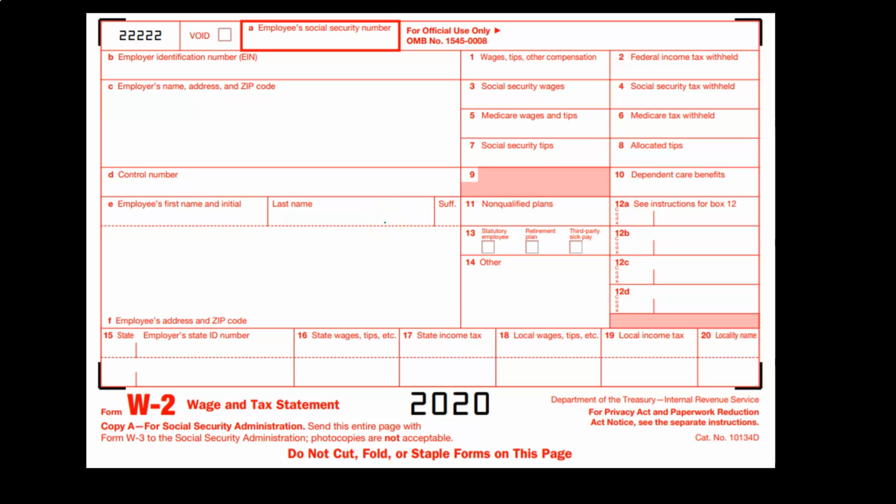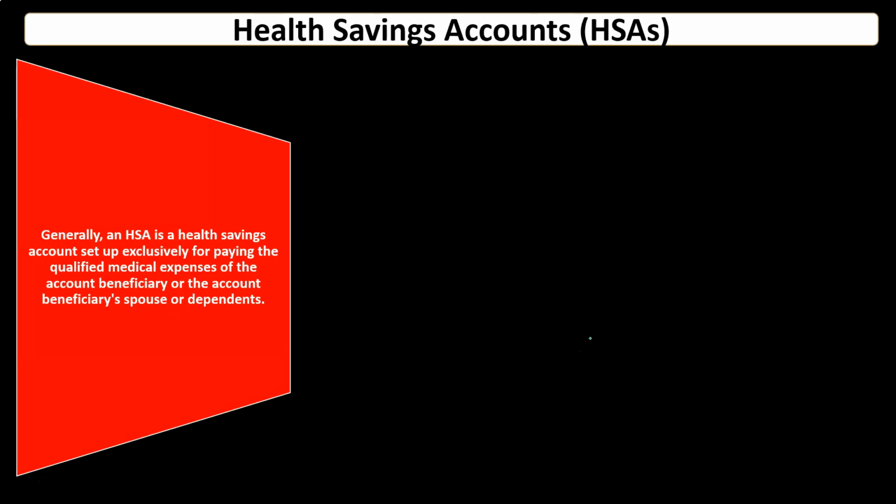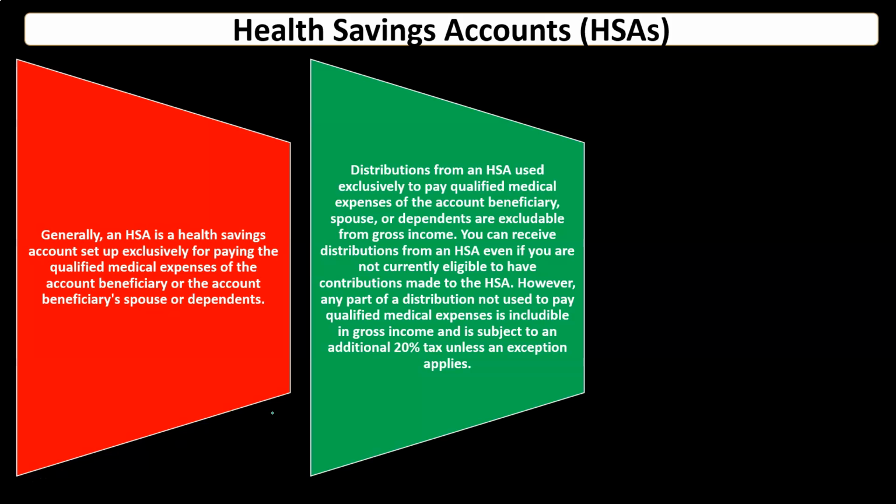So that could be on the W-2, or they could have a health savings account that's going to be for a self-employed individual. Okay, so health savings accounts, HSAs. Generally, an HSA is a health savings account set up exclusively for paying the qualified medical expenses of the account beneficiary or the account beneficiary's spouse or dependents. Distributions from an HSA used exclusively to pay qualified medical expenses of the account beneficiary, spouse, or dependents are excludable from gross income. So that's going to be the benefit, obviously. When you put money into the HSA, you could get a tax benefit at that point.